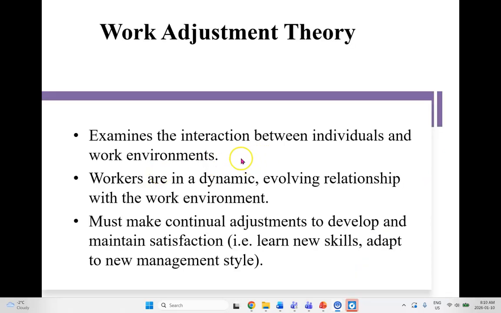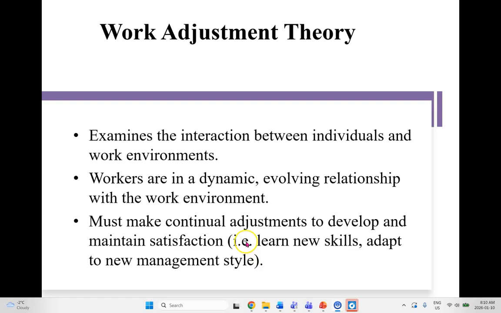So some basic ideas are that work adjustment theory examines the interaction between individuals and work environments. Workers are in a dynamic and evolving relationship with the work environment and must make continual adjustments to develop and maintain satisfaction. For example, learning new skills, adapting to a new management style, and so on.